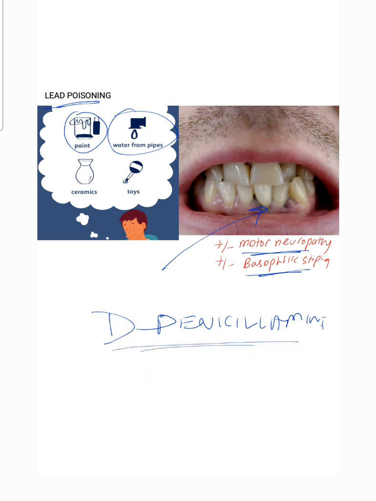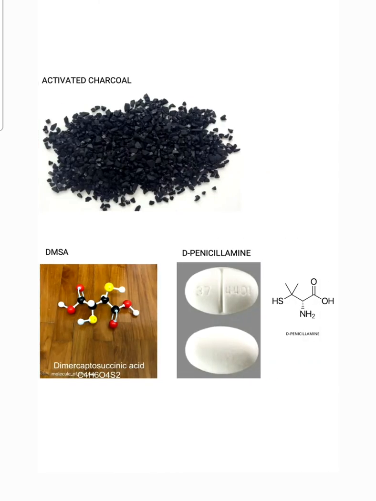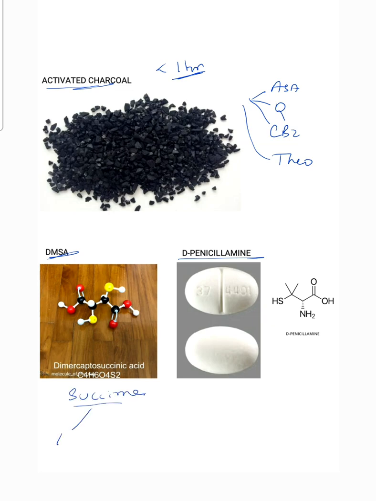Lastly, I would like to discuss three agents which have a reasonable value in toxicology. The first one is activated charcoal. It is most effective when used as early as possible, preferably within an hour. It helps with poisonings like aspirin, quinine, carbamazepine, or theophylline. Next, we have DMSA, also called Succimer, used in lead or arsenic poisoning. Lastly, penicillamine, used in arsenic and copper poisoning.